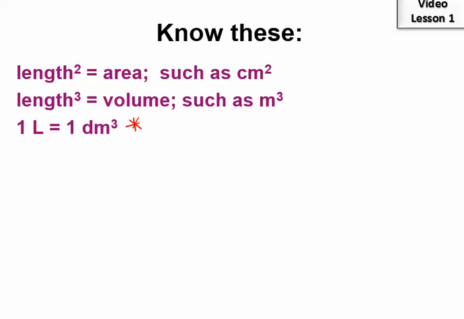You need to know this one. 1 liter is defined as 1 decimeter cubed. And these you see a lot more. You need to know these. A milliliter is defined as a centimeter cubed. And then you need to know that cc means cubic centimeter.